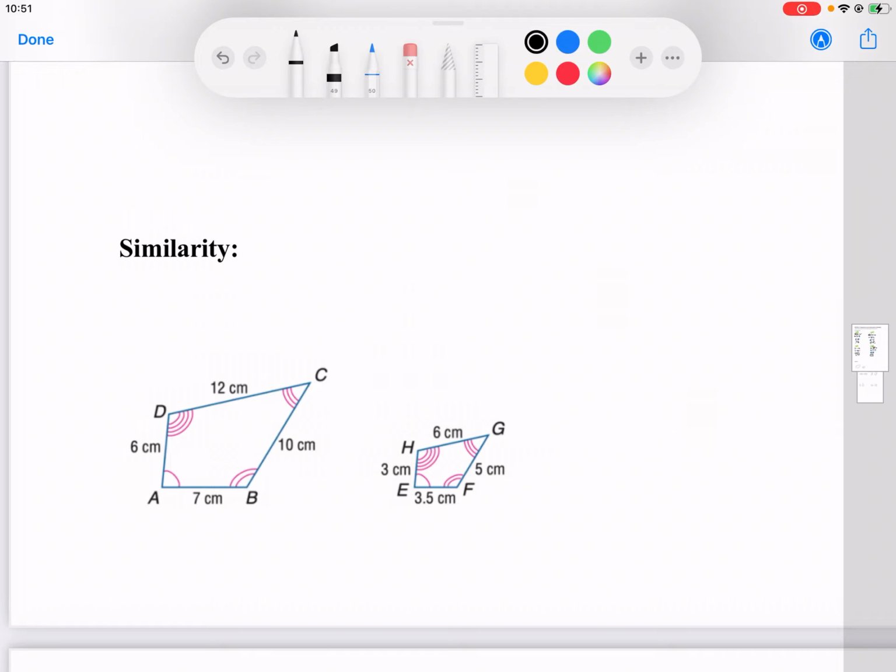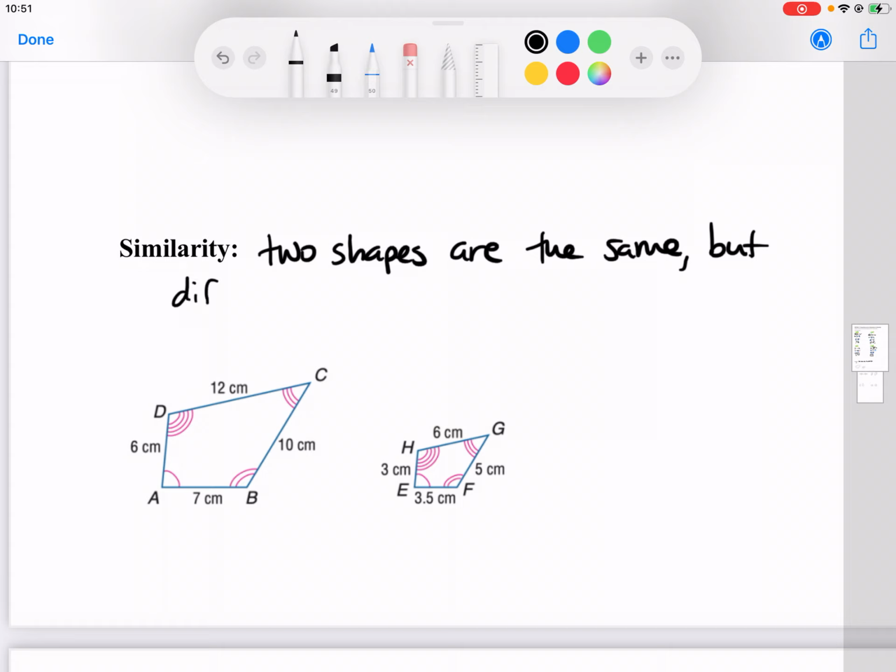So now we're going to go ahead and talk a little bit about similarity. The most basic definition of similarity of two shapes is that they are two of the same shape, but they're different sizes. So one will be bigger or smaller than the other. So there's a dilation factor, some sort of scale factor.